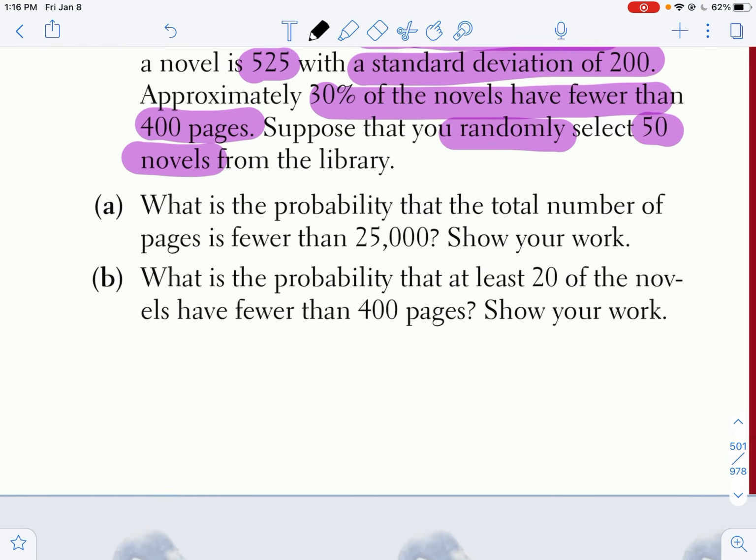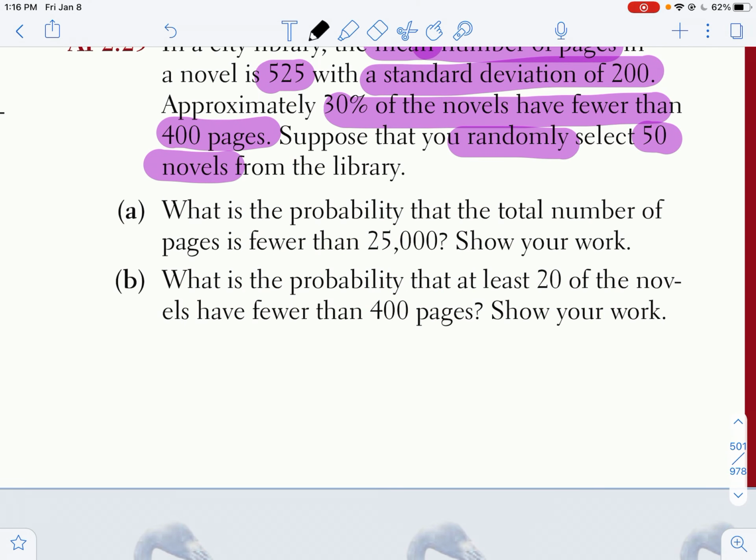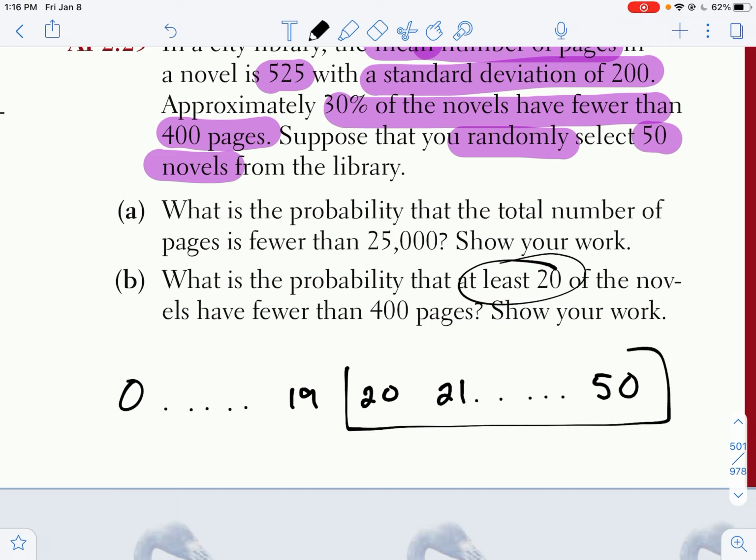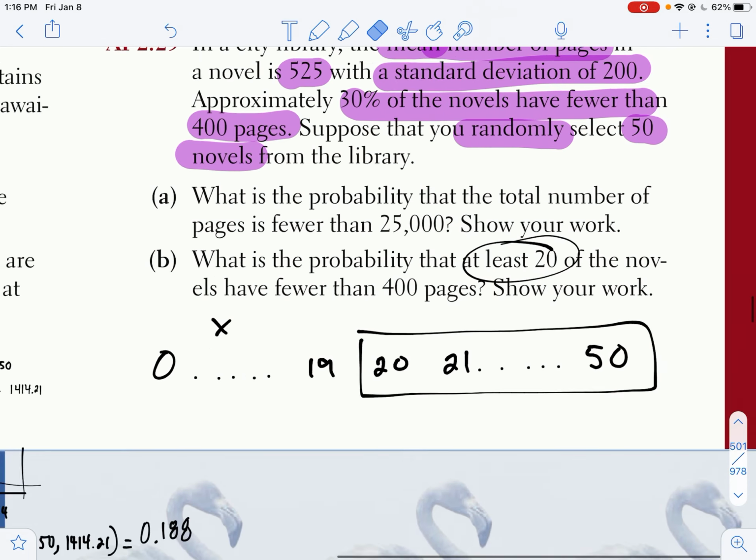So here's how I would go about this. We have 50 books, and we want the probability of at least 20. This is the way I always set it up: I go 0, just below 20, just above, then all the way up to my total number of trials. I ask myself, which ones do I care about? It says at least 20, so that could be 21, 22, 23, and so on. So I care about all of these. I want to find the probability of all those coming up. I don't need the others.